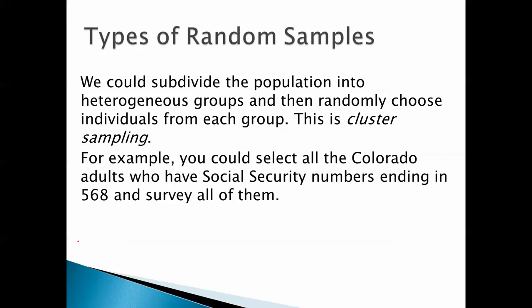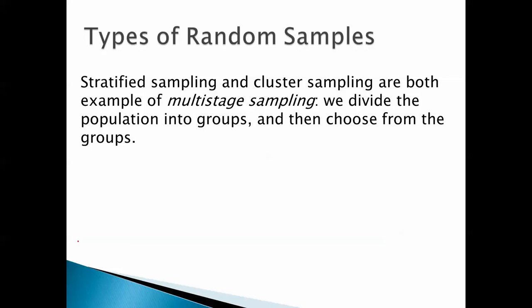For example, you could select all the Colorado adults who have social security numbers ending in 568 and survey all of them. That would be a cluster sample. Stratified sampling and cluster sampling are both examples of multistage sampling. We divide the population into groups and then choose from the groups.